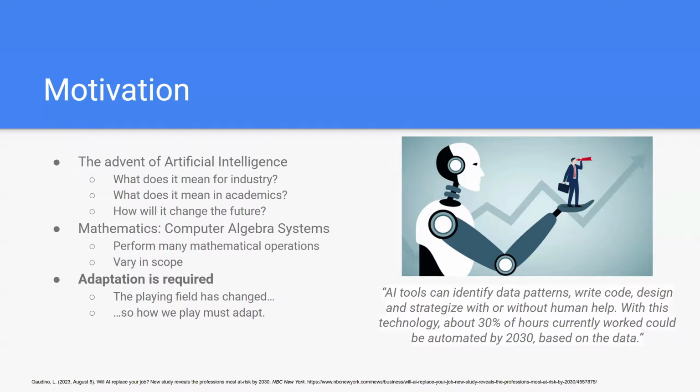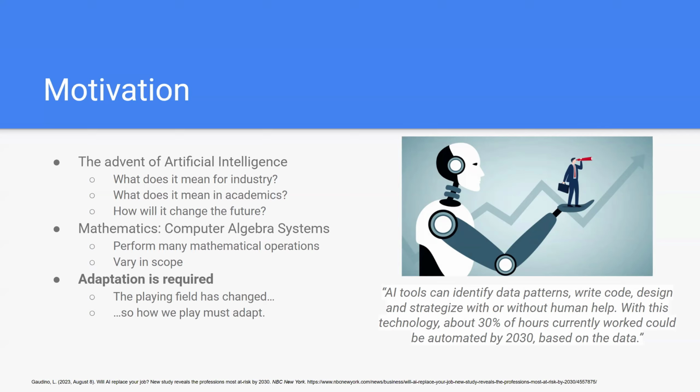Let's take a look at this quote from NBC New York. AI tools can identify data patterns, write code, design, and strategize with or without human help. With this technology, about 30% of hours currently worked could be automated by 2030 based on the data. This quote highlights the importance of understanding and leveraging AI in our professional and academic lives.